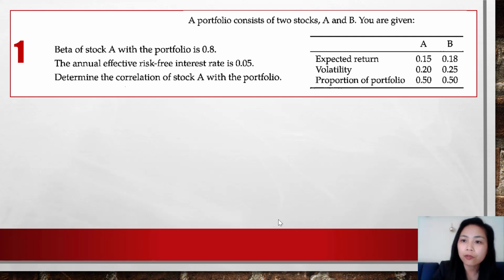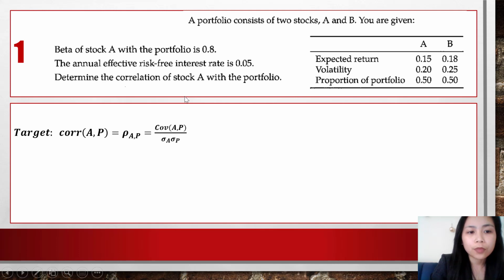Here we got a portfolio with two different stocks, and we invest 50% into stock A, 50% in stock B, because the proportion here is 0.5. You see that? So we invested 50% in stock A, 50% in stock B. The expected return of stock A is 0.15, of stock B is 0.18. The volatility of stock A is 0.2 and that of stock B is 0.25.